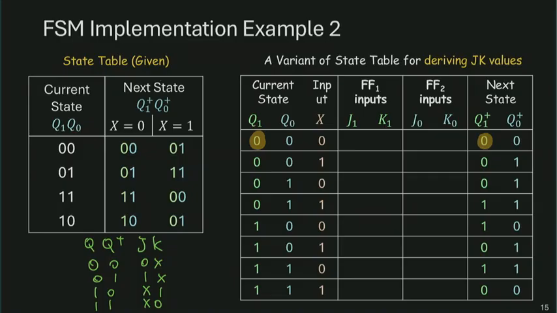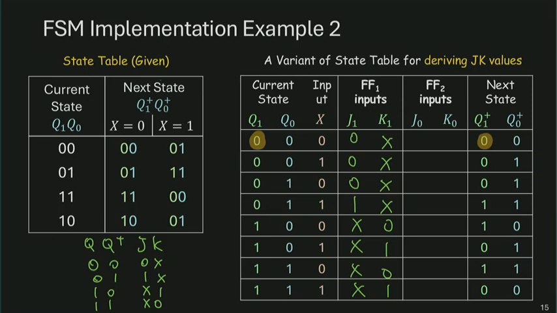So let's say I'll do Q1 first. I look at the excitation table, at the relationship between Q1 and Q1 plus. 0 to 0 can be done by 0x. Second row, 0 to 0, 0x; 0 to 1, 1x; 1 to 1, x0; 1 to 0, x1; 1 to 1, x0; 1 to 0, x1. These are the values I need to put at the JK inputs to enable that transition to happen.